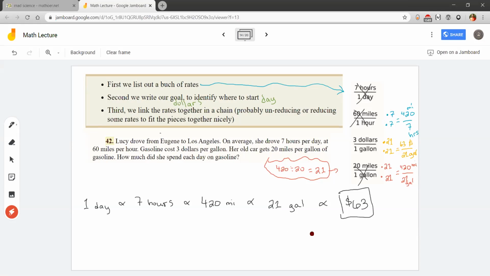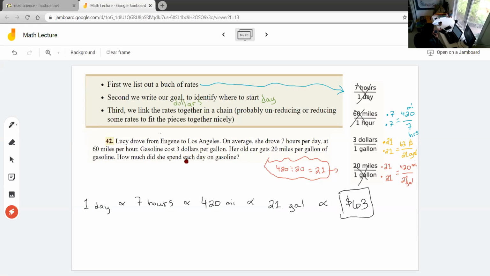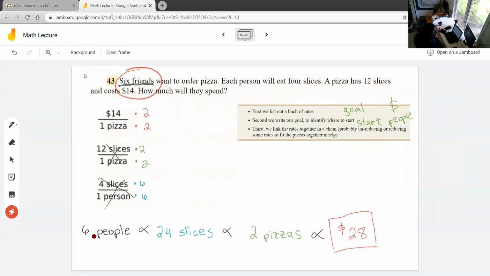How do you write the answer? Is it just how you wrote it, or does it need to be in a certain order? No, just she spent $63 every day. Okay. We're just trying to make a dollar amount that matched with one day, or in this case, 6 friends goes with how much money.